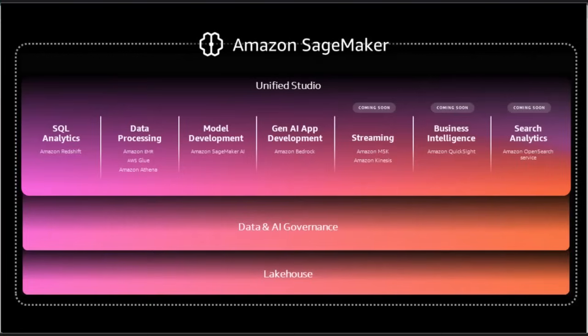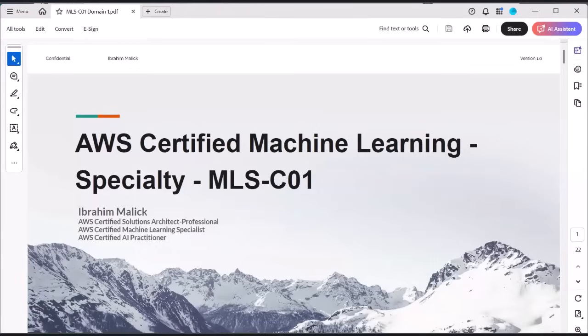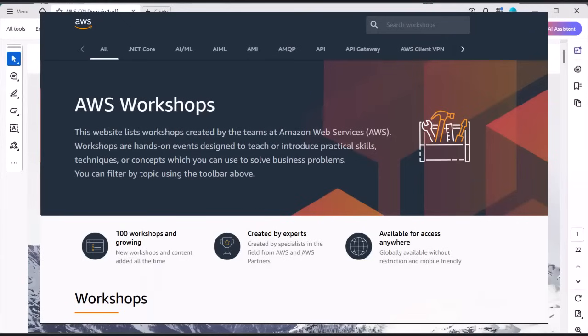Take advantage of AWS workshops for hands-on practice. I'll show you some links and show you how you can get on those mailers as well. And regularly review the AWS Machine Learning blog for real-world implementation.